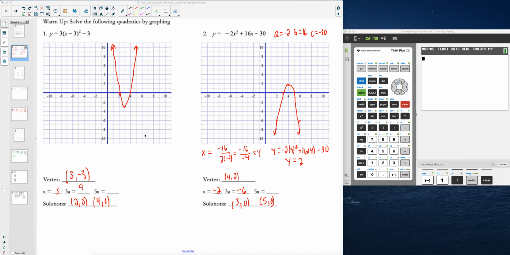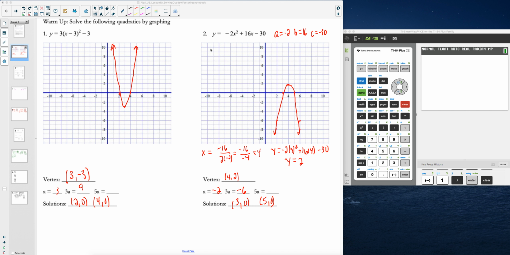And the nice thing is, once again, we're solving, and remember when we're solving, we're looking for where it crosses the x-axis here. And we can see that it crosses at (2, 0) and at (4, 0). All right, looking at our second problem.